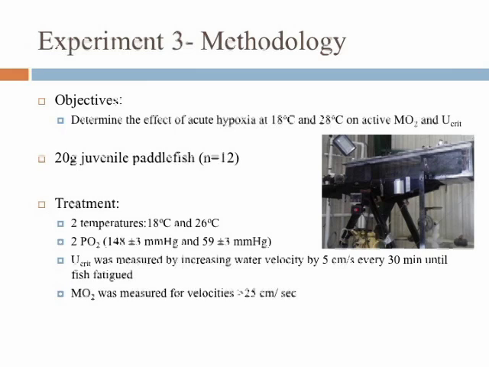We measure oxygen consumption at that rate, at that point. Then we increase the speed by 5 centimeters per second and measure oxygen consumption there. Then we go on until the fish loses equilibrium, and that's what we call the Ucrit. That's the maximum swimming velocity that the fish can attain.